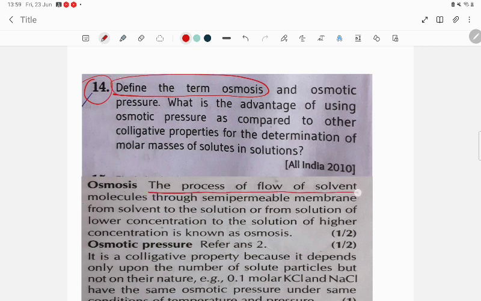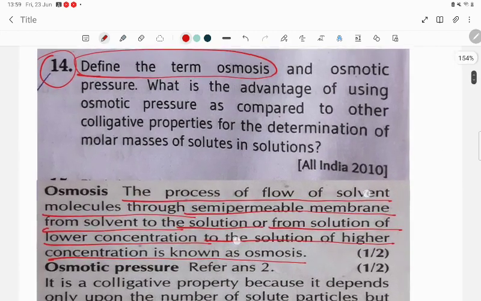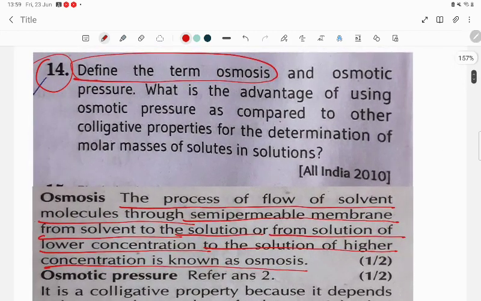The process of flow of solvent molecules through a semi-permeable membrane from the pure solvent to the solution, or from a solution of lower concentration to a solution of higher concentration, is known as osmosis. So keep in mind, student, osmosis is the flow of pure solvent to the solution through the semi-permeable membrane.